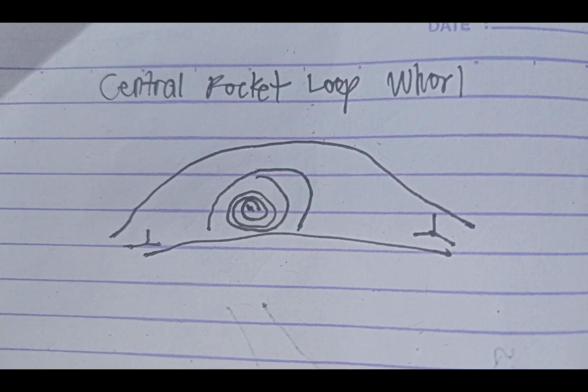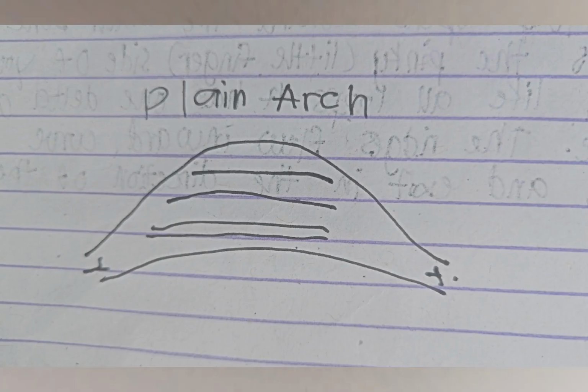Central pocket loop. It's a whorl type fingerprint pattern. It has two deltas just like a plain whorl, but unlike the plain whorl, the ridges form a loop around a small circular or spiral center. A central pocket loop whorl looks like a loop with a tiny whorl circle or spiral trapped inside it.